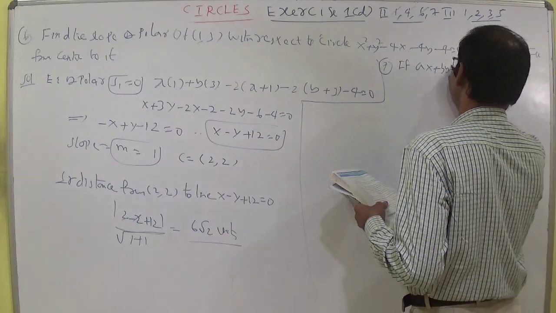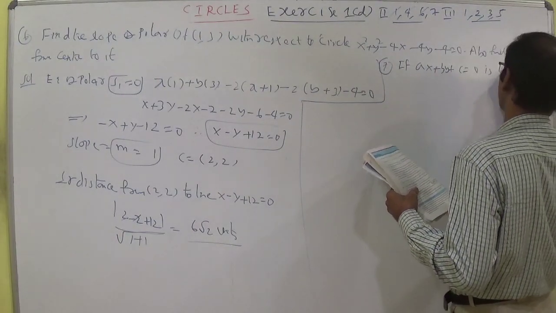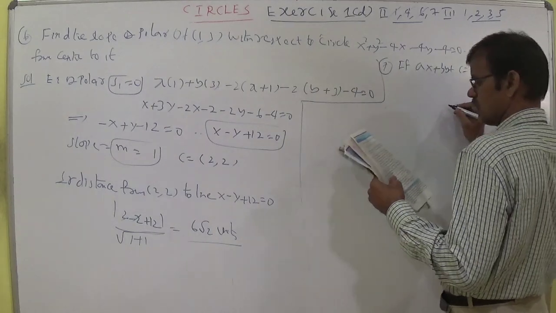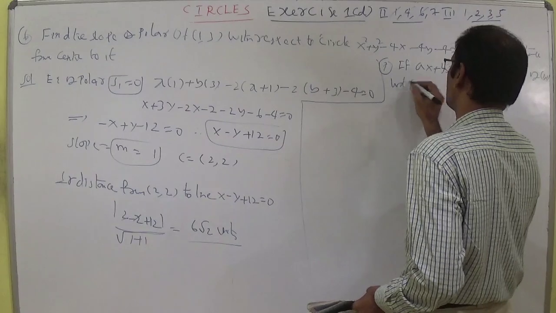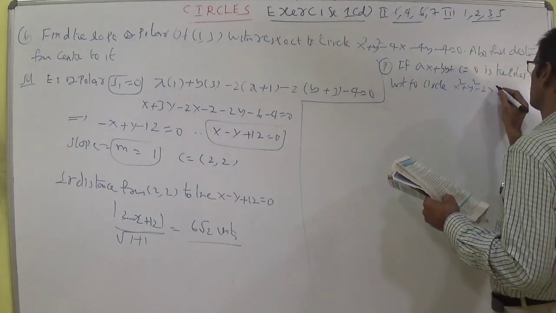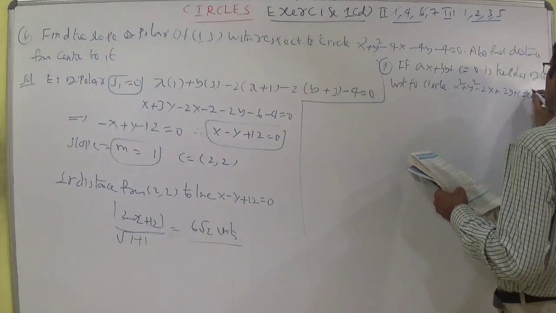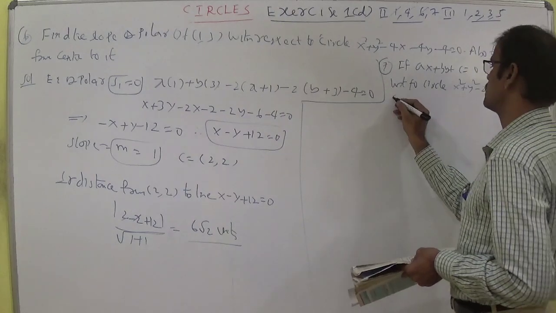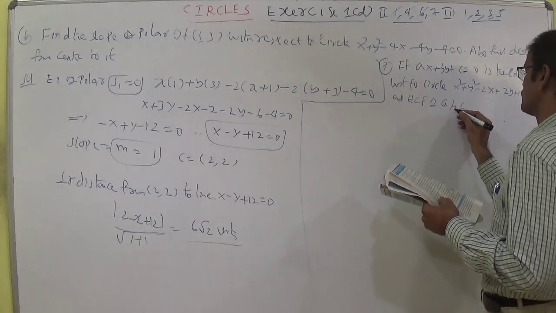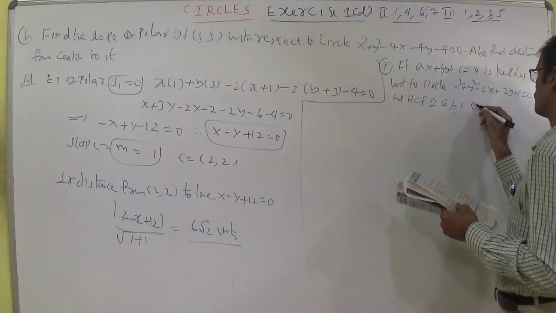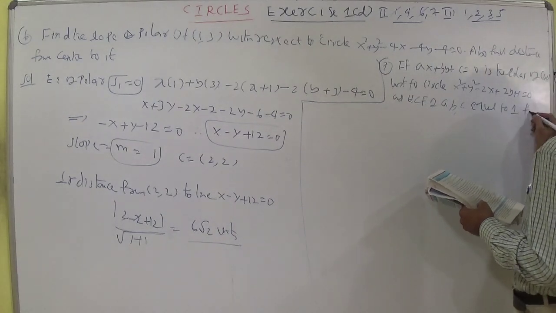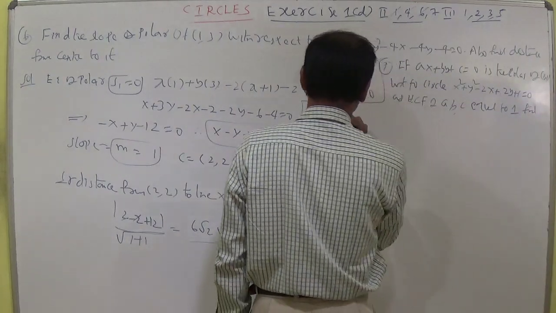If ax plus by plus c equal to 0 is the polar of 1, 1 with respect to the circle x square plus y square minus 2x plus 2y plus 1 equal to 0, and the HCF of A, B, C equal to 1, then find A square plus B square plus C square.